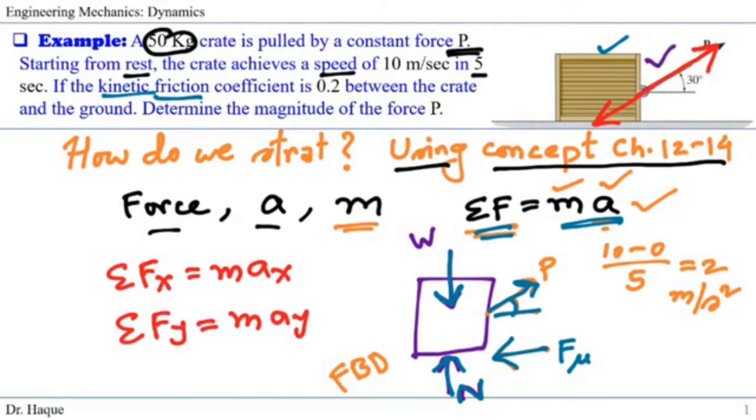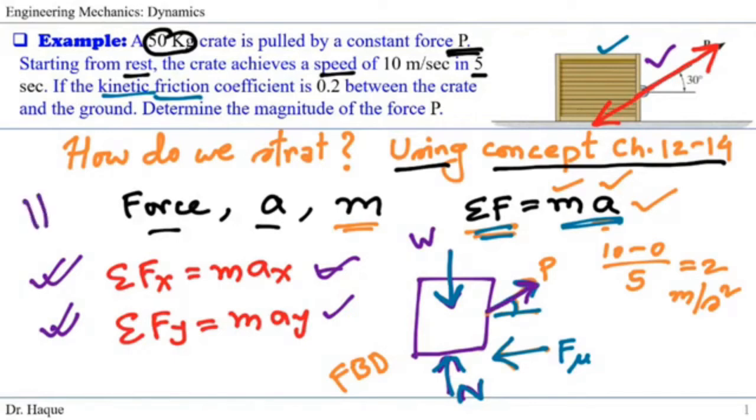This one is a little bit difficult because you have to take all the forces acting along this direction. We'll start with the easiest one, summation of force in x or y direction. We may have to use both equations because the more equations you have, the more unknowns you can solve.